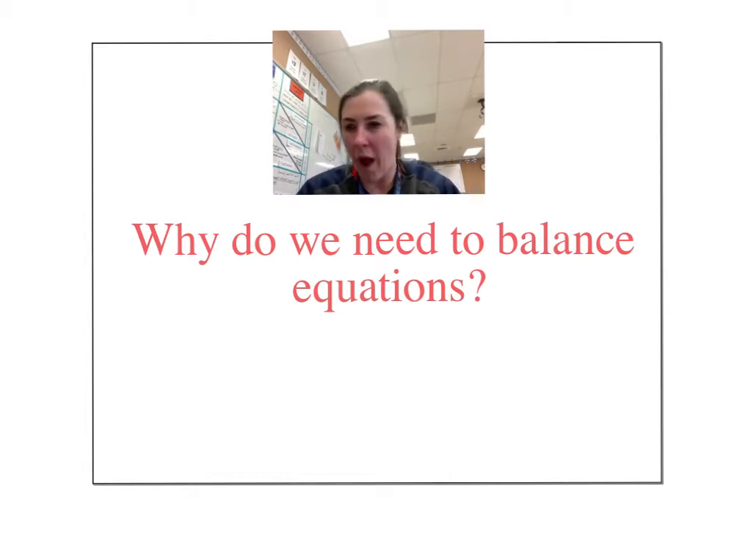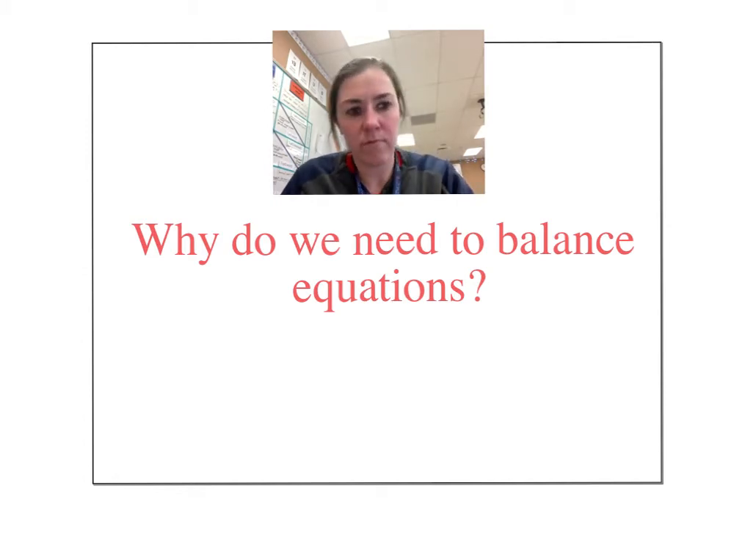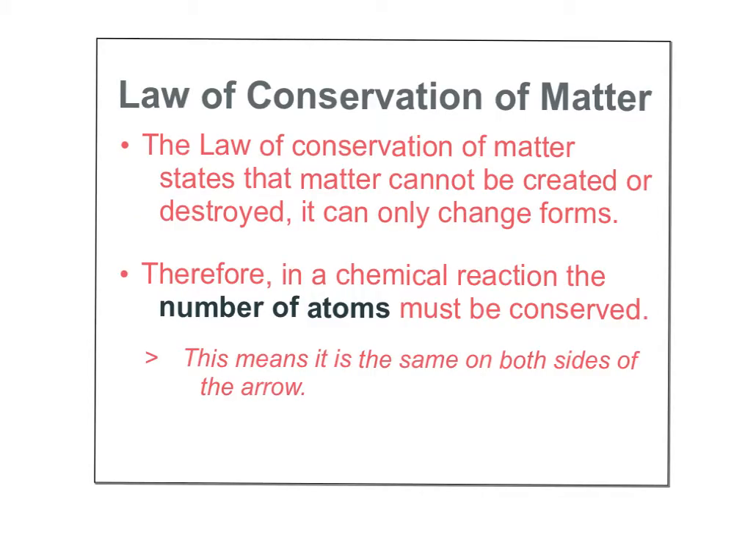But I'm curious, why do we need to do this? Why is this so important in chemistry? Why must we balance equations? The reason we have to balance chemical equations is because of the law of conservation of matter. This is important. Let's put this in our notes. The law of conservation of matter states that matter cannot be created or destroyed. It can only change forms.